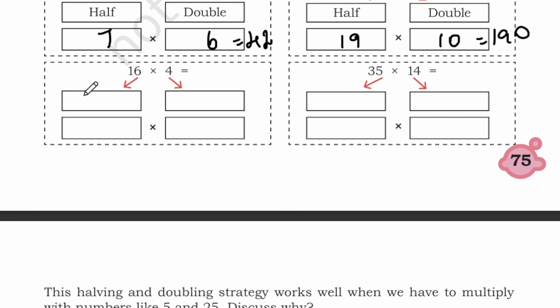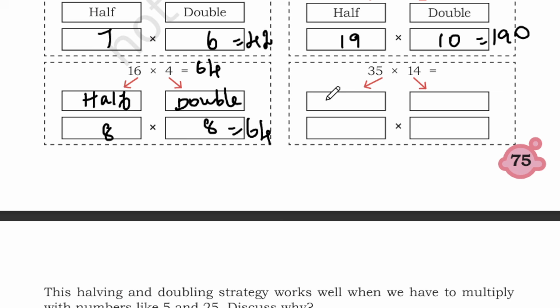So next we are going to do here. First I'm going to half. 16 half is 8, and I'm going to double. 4 plus 4 is again 8. So first we will do 16. 16 fours are 64. Again 8 eights are 64.